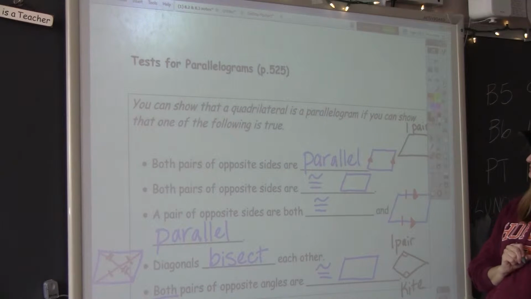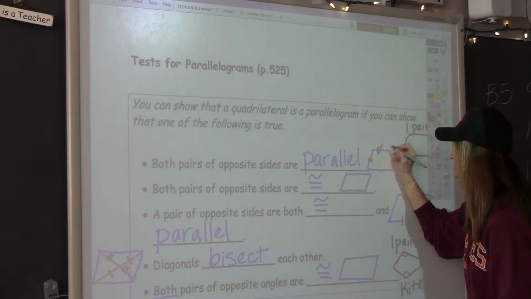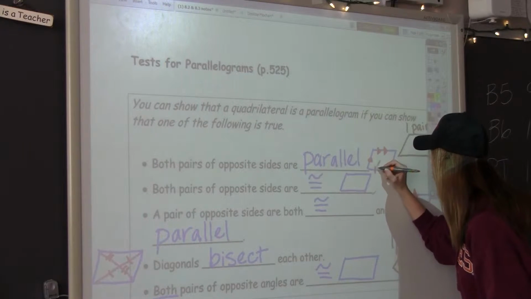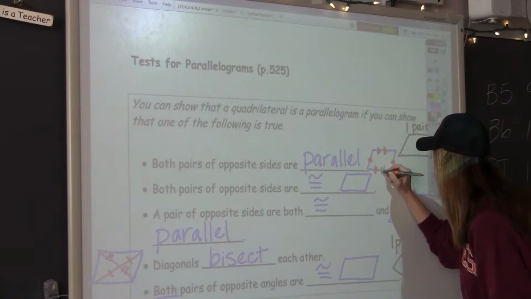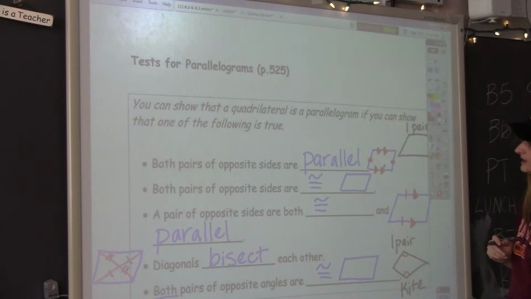Okay, so those two sides are parallel, and these two are parallel, but they're not parallel to the other ones, right? So I need to add an additional triangle there. All right, that means those two sides are parallel, and those two sides are parallel. But they're not parallel to each other. Different symbols.